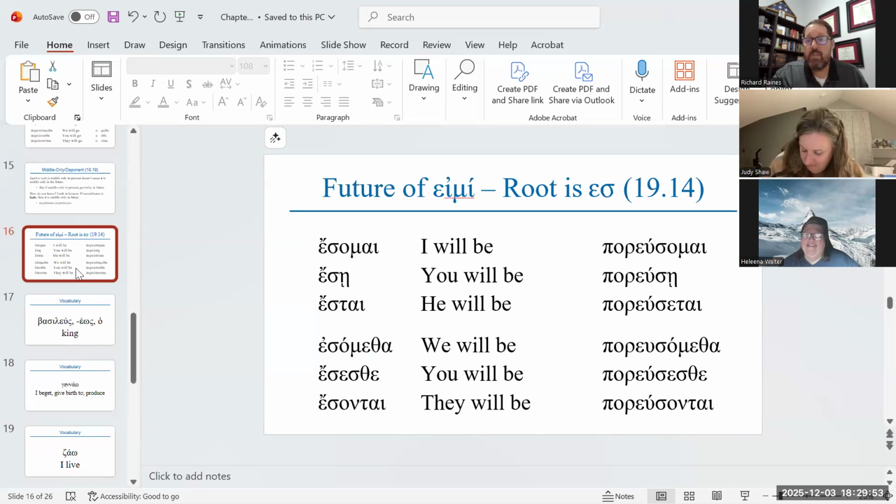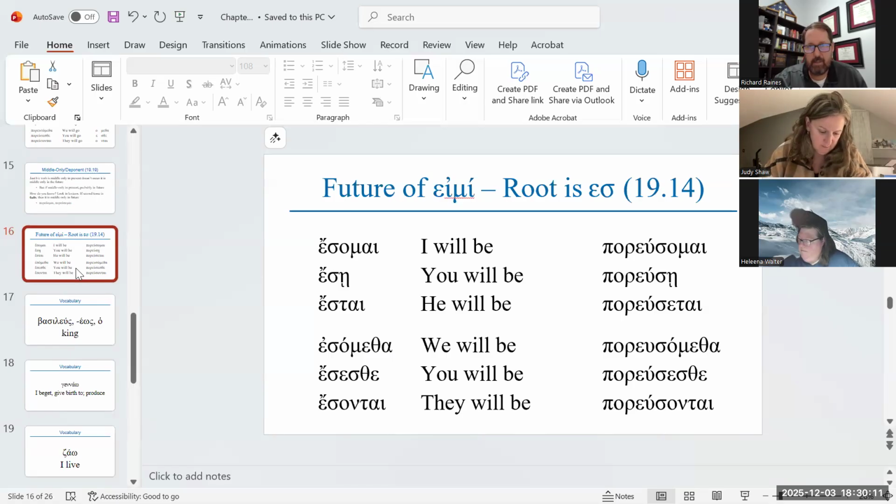Okay, so now this is something new for you. So in section 19.14, you see that he has given you the future of eimi. Remember, eimi is I am, right? The helping, the to be verbs.